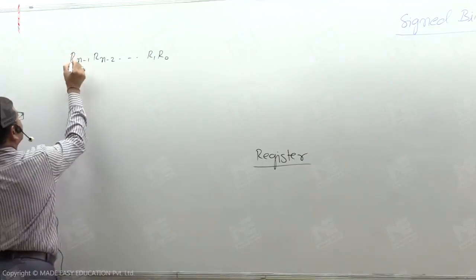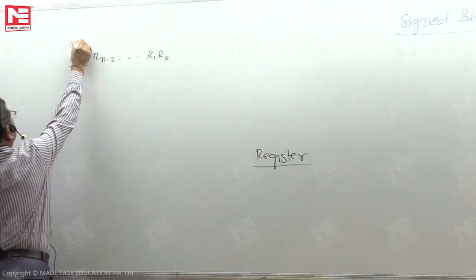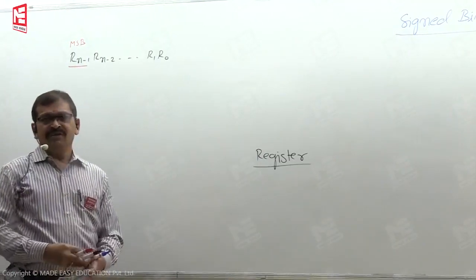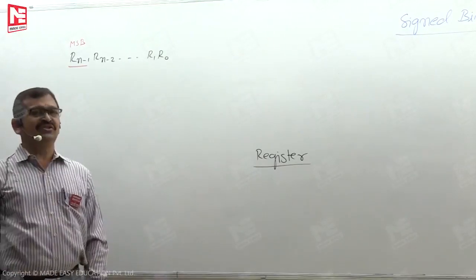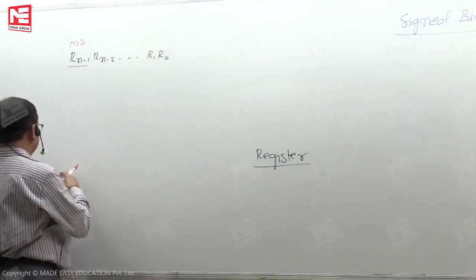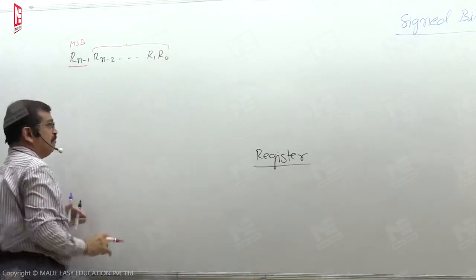When the register is of size n bits, one bit, particularly the most significant bit, is reserved for the sign bit purpose. One bit, that is the most significant bit, is reserved for the sign information. And the remaining bits are concerned with the magnitude.